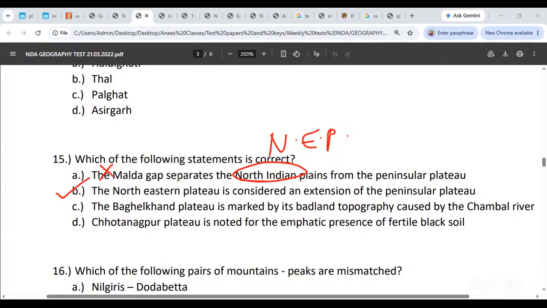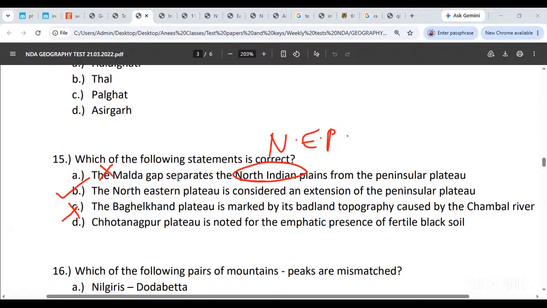The Baghelkhand Plateau is marked by its badland topography caused by Chambal River? No, that's the Bundelkhand one. Remember, that's the Bundelkhand Plateau, which definitely has that badland topography. Baghelkhand is famous for acting as a water divide between Mahanadi and Son rivers. That's the thing. So this statement also turns out to be wrong.